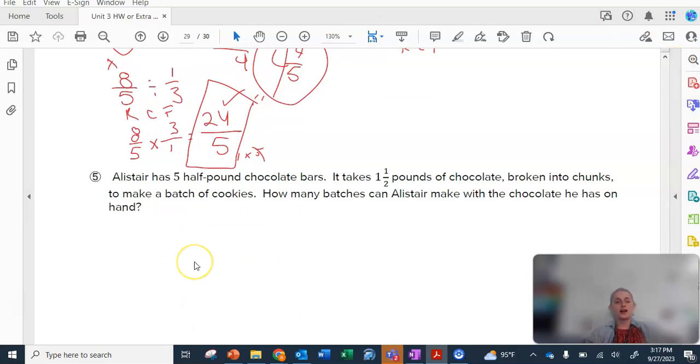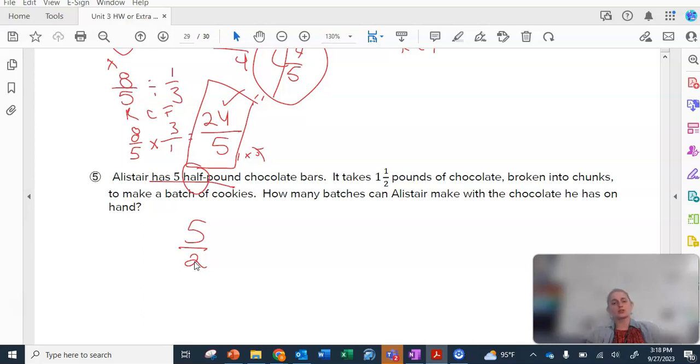Alistair has 5 half-pounds. Oh, some people are going to read too fast, or they're just looking at numbers. 5 half-pound chocolate bars, not 5 wholes. It is not 5 or 5 over 1. It is 5 half-pounds that he has. It takes 1.5 pounds of chocolate broken into chunks to make a batch of cookies.